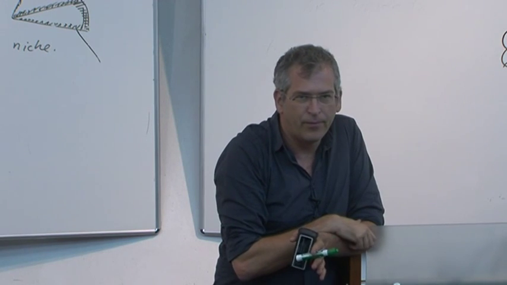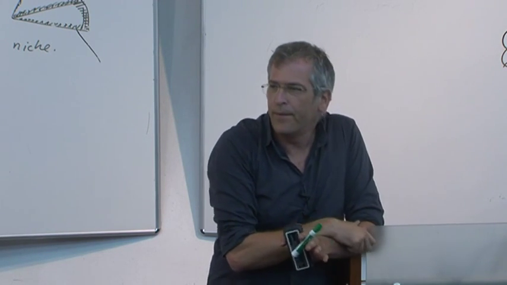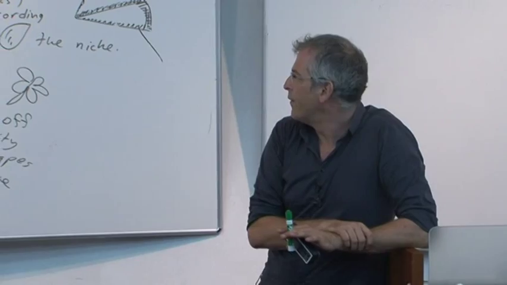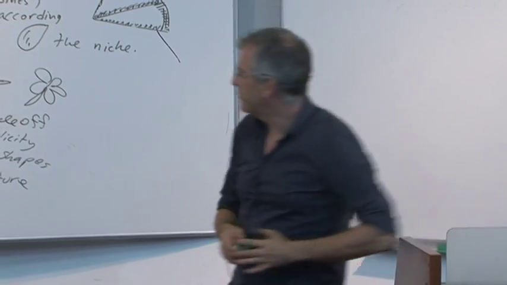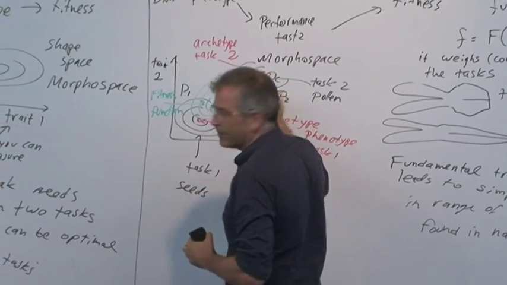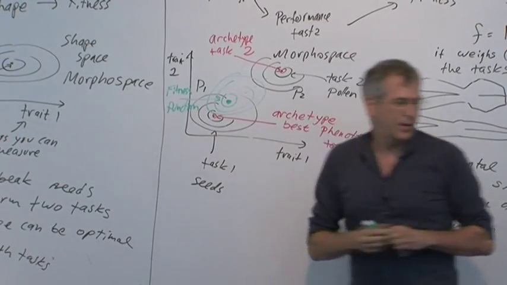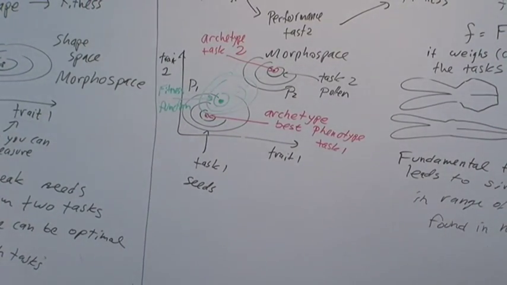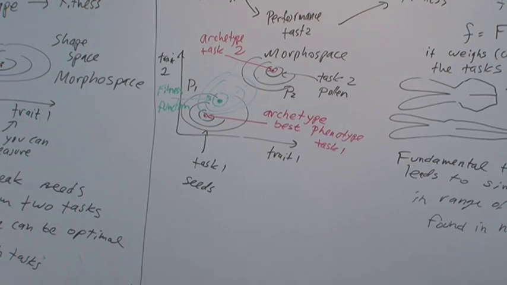Do they always have to be on the same line? Okay, so the question is, I drew it here on this line, and that's where I'm going. Under some conditions, it's on the line that connects the two archetypes.